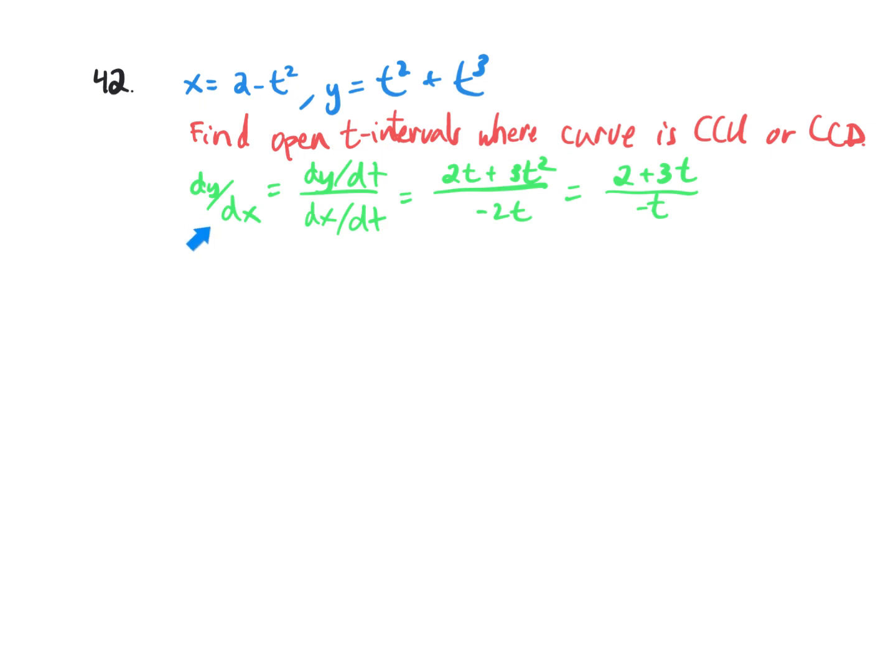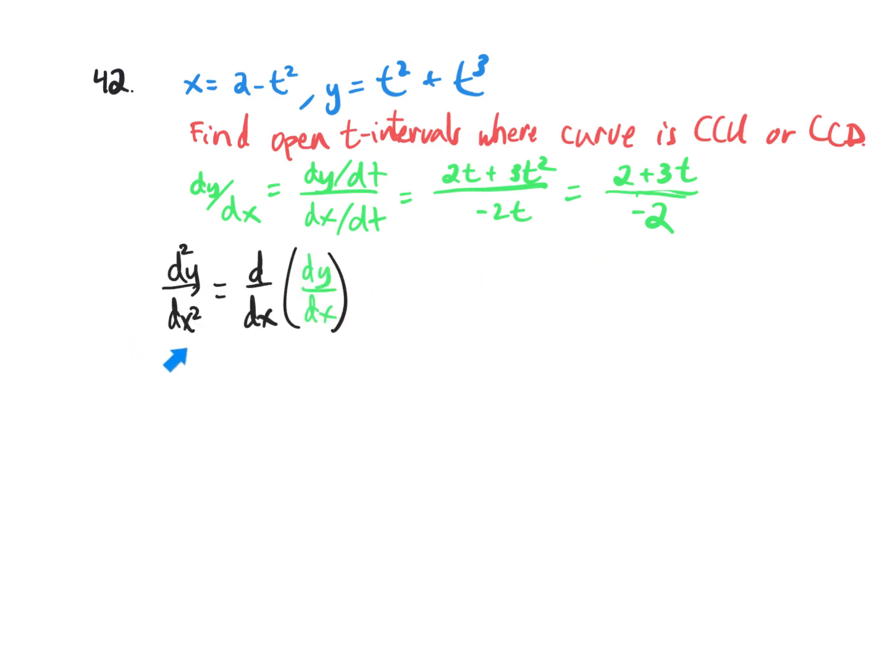So, the derivative of the parametric curve will be dy dt over dx dt, which is that. We can factor out the t, so we have 2 plus 3t over negative 2. All right, we have the first derivative. Now we're going to find the second derivative.